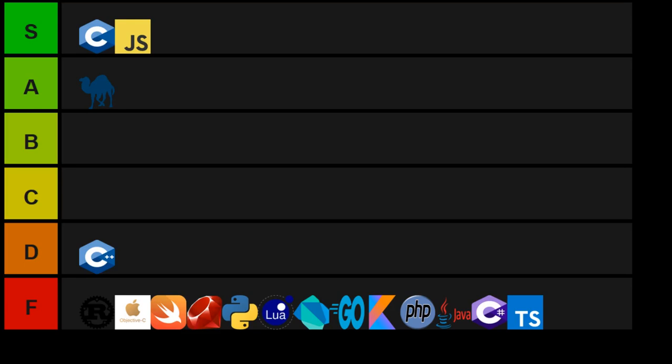So I prefer to be upfront about it and honest about my feelings. And I think this is the objective truth. And what matters in a video is, well, objectivity. So there you have it, the official 2021 programming tier list.